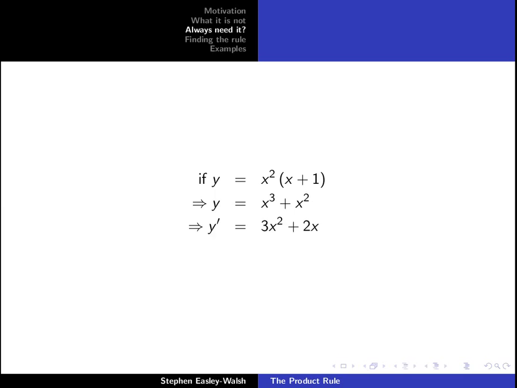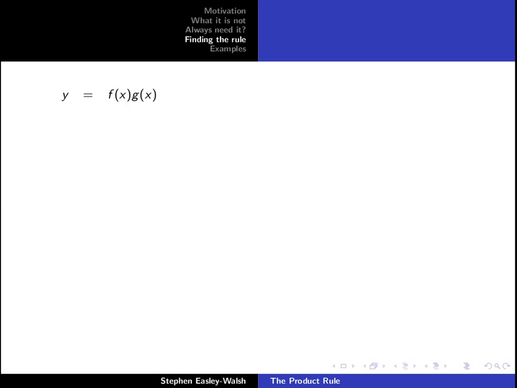A moment ago I said that the derivative of a product is not the derivative of each term multiplied. Let's try to find the rule for what the derivative of the product is. So suppose y is equal to f(x) times g(x). We know that the derivative of y will be the limit as h goes to 0 of the function evaluated at x plus h minus the function evaluated at x, all over h. Like so.